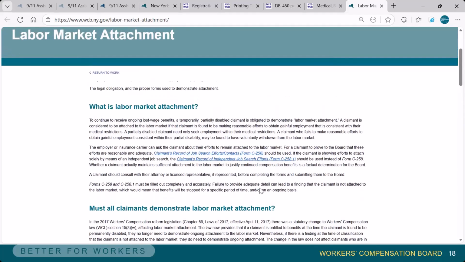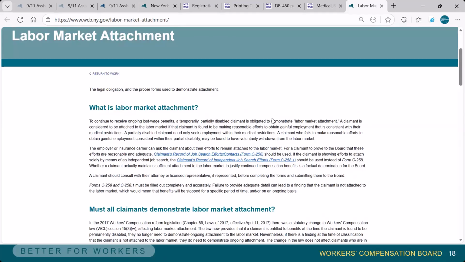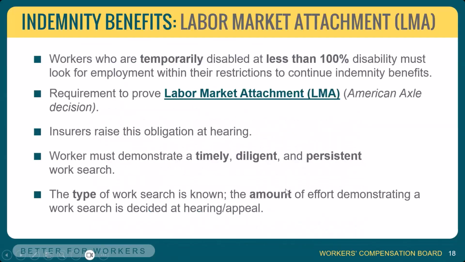Now, what the worker is being asked to demonstrate is a timely, diligent, and persistent work search. Bullet number 4. Those are the 3 words, 1 adverb and 2 adjectives, that American Axle uses. So the appellate court came up with those. Now I mentioned that they're an adjective and an adjective and an adverb because we can't tell you the numerical amount of each. We can only tell you the type of work search. We can't tell you how many applications or how frequently or when you have to do them. So we can tell you what type of search you can do. So now let's talk about that.